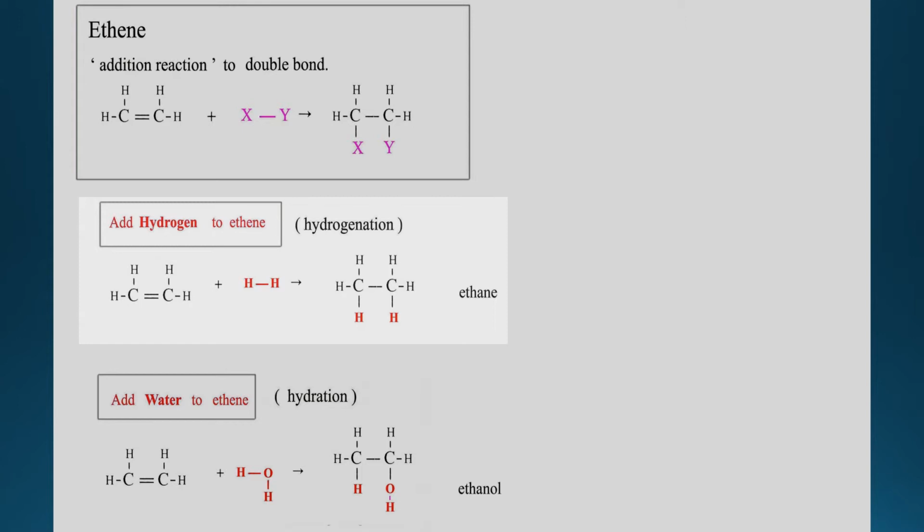Ethene, by adding hydrogen, can convert back into ethane. This is called hydrogenation. Students, please pay attention to the structure change.